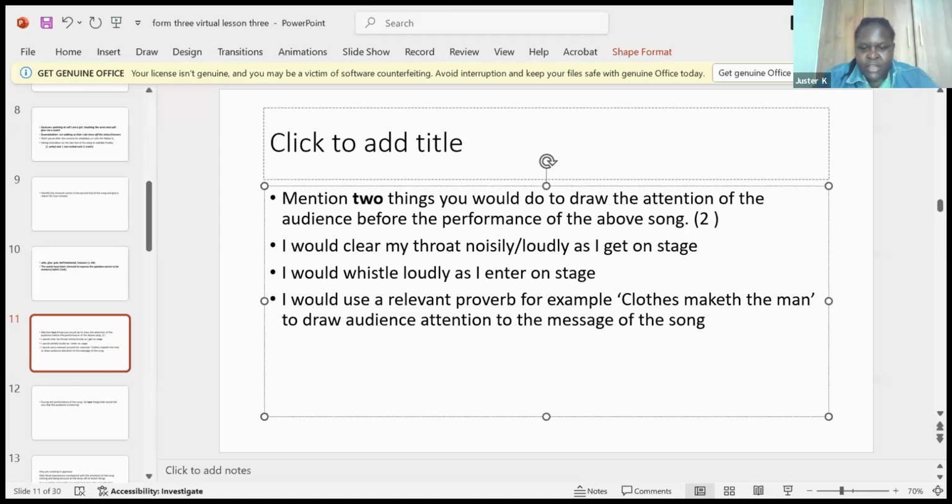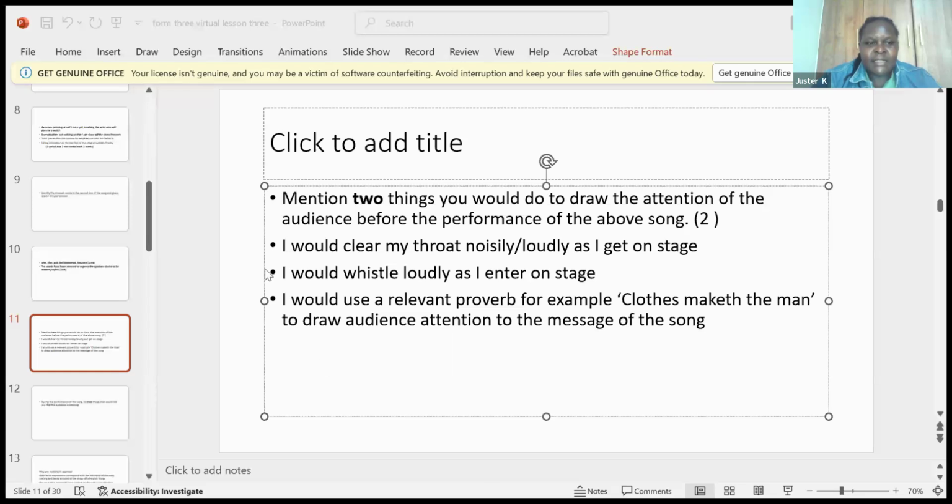Okay, thank you very much, Onyango, for taking us through the answers. And I just want to say something. Now, this question, there are so many answers that I know we have in our notes. For example, I would clap my hands, I would beat a drum, I would ring a bell, I would use a relevant proverb, I would use a relevant song. Now, the problem with those answers, and not particularly a big deal, is that with the examination council, the marking scheme keeps changing.